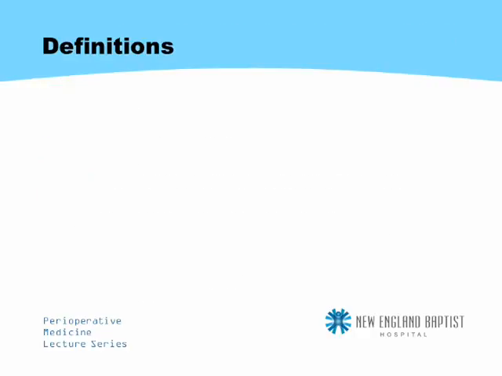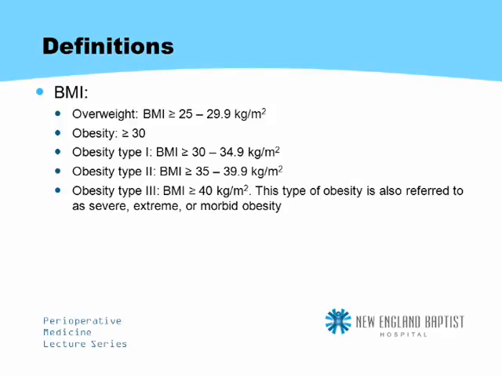So how do we define obesity? By BMI is usually the way we do it, and we classify overweight as being 25 to 30 in the BMI. Anything between 30 and 40 is called obesity, and some people divide it into obesity type 1 and 2. And then obesity type 3 is what we refer to as morbid obesity, extreme obesity, which is a BMI over 40.